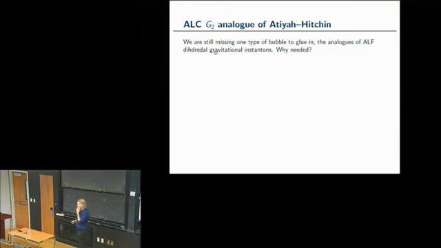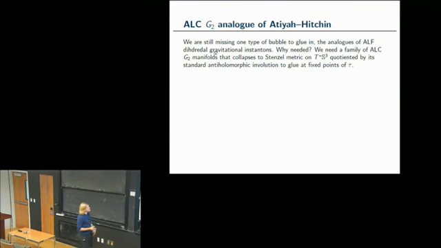We're still missing one ingredient, which is, we had some analogs of the cyclic ALF spaces, but we were still missing the dihedral ones, and in particular, Atiyah-Hitchin. Again, in the ALF construction, we had two different sorts of points, the ones that were fixed by the involutions and the ones that weren't. So we've got the model for things that were not fixed by the involution. We need something for the ones that are fixed. So there, what I need is a family of ALC G2 manifolds that instead collapses to Stenzel quotiented by its standard anti-holomorphic involution.